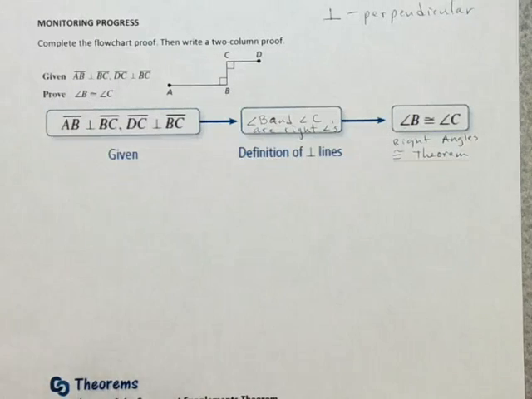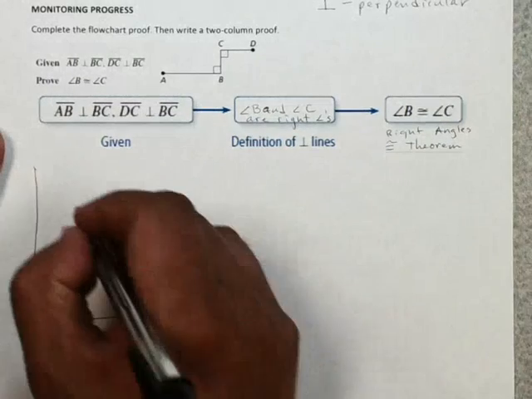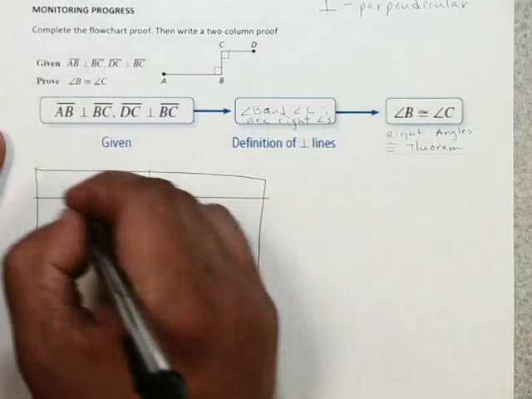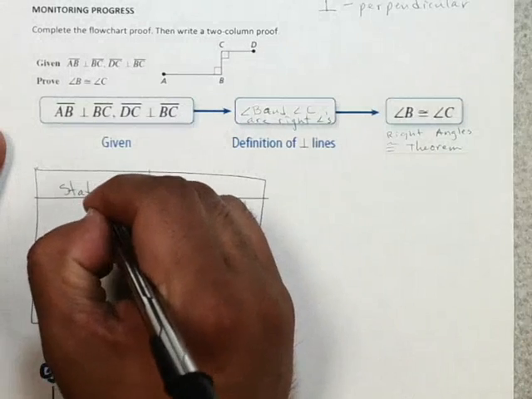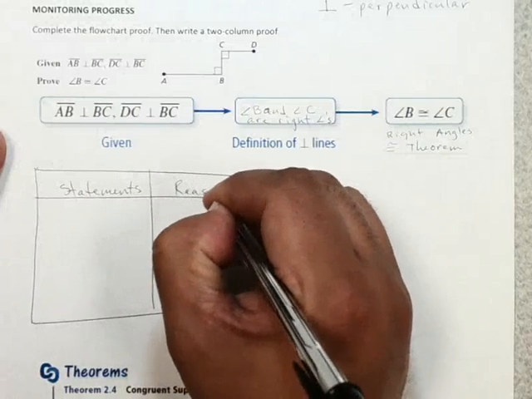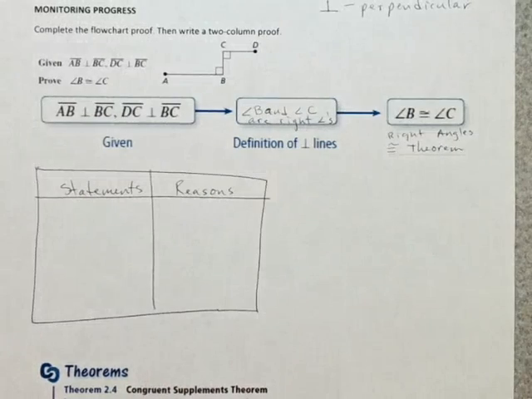Okay, I'm going to leave it up to you to translate this into a 2-column proof. Remember that your statements are on the left and your reasons are on the right.